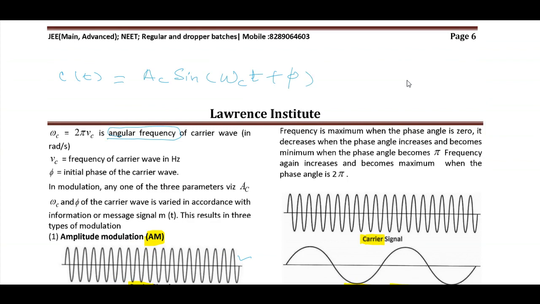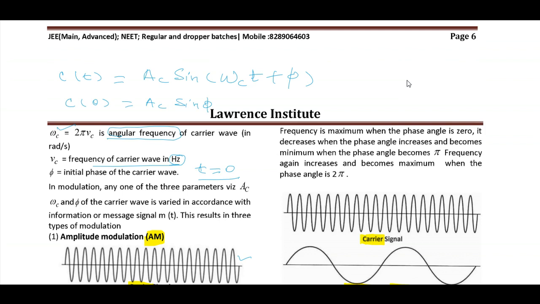Phi is the phase. Now, nu c is the frequency, in hertz. Note down that omega is angular frequency and nu c is just frequency. Phi is the initial phase of the carrier. Initial phase of the carrier means when t is 0, then the phase is phi. If t is 0, we shall have C0 equal to AC sine phi. Phi is the initial phase when the time t is 0.